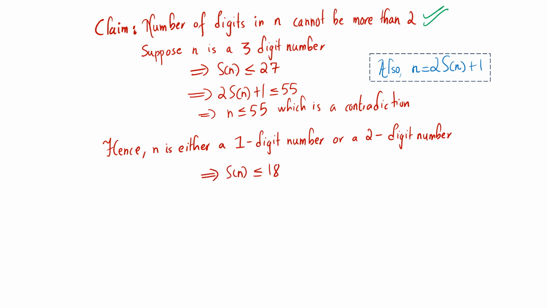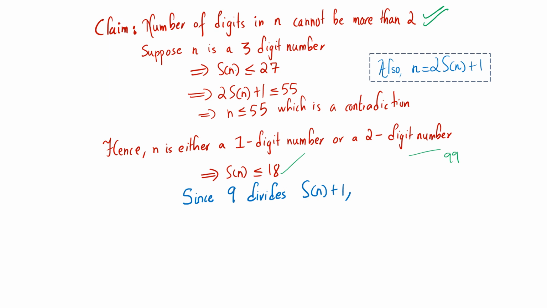So that means S(n) can at the most be 18, because the biggest 2-digit number is 99. So the sum could at the most be 9 plus 9, which is 18. Fine. So now recall that 9 divides S(n) plus 1. We saw that in the previous slide. The 9 will always divide S(n) plus 1.